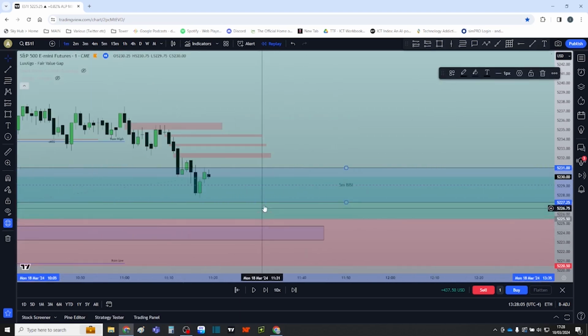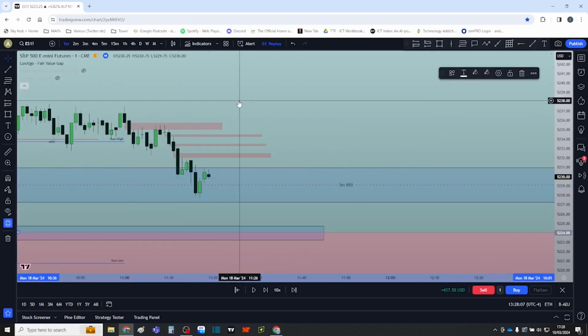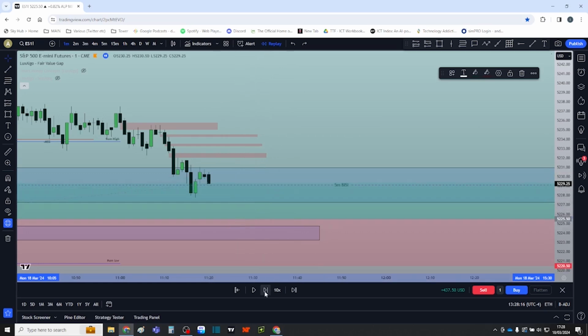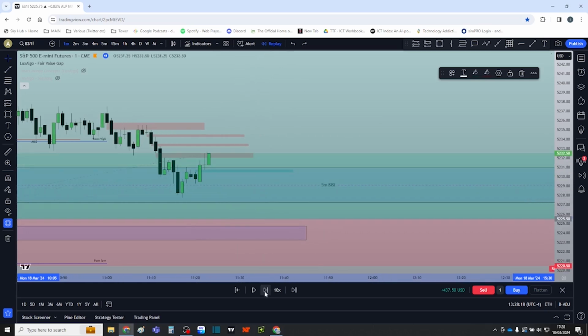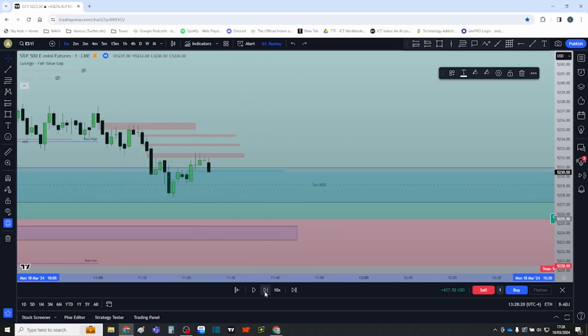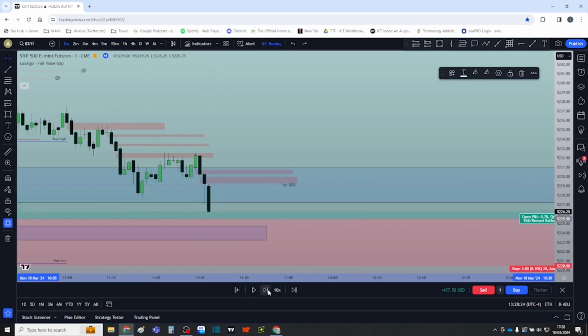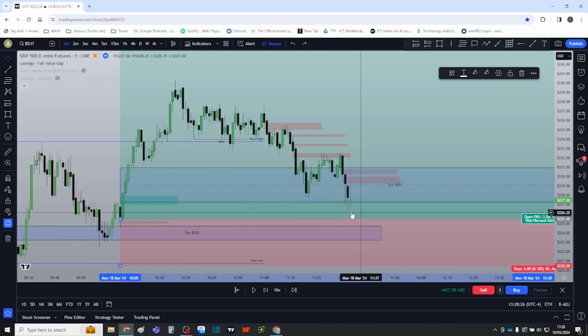zoom in a bit. So yeah, it's broken through the consequent encroachment, which is the 50% of the 5 minute BISI. It is respecting it. It's not closed below. However, now we've closed below. Just about.